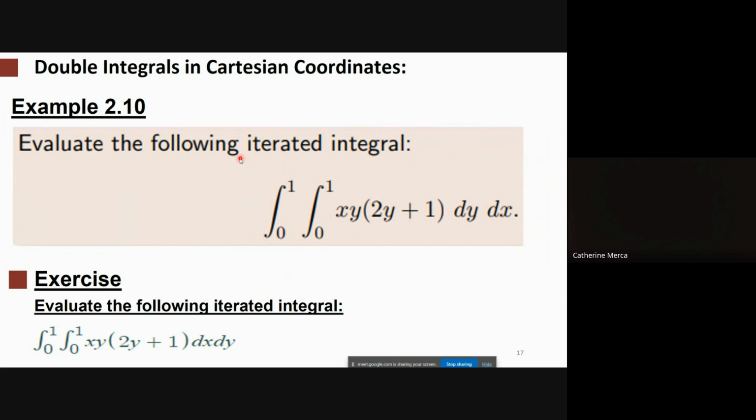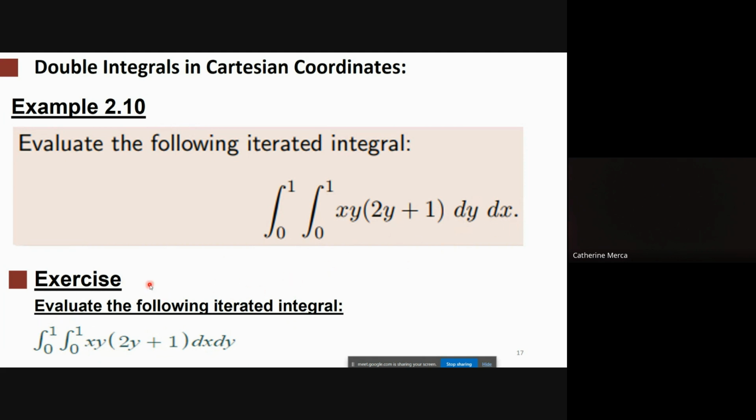Let's take the first example. Evaluate the following iterated integral. Take a look that both the limits of integration are constant. So that means if you have this function, you can also solve it as the double integral of xy times 2y plus 1, with dx first instead of dy. Since the dx here is from 0 to 1, you can also have 0 to 1 for dx, and dy here is from 0 to 1, so your dy can also be integral from 0 to 1.